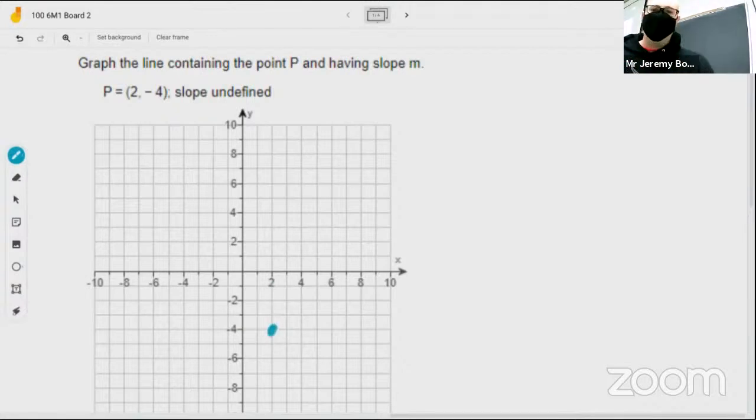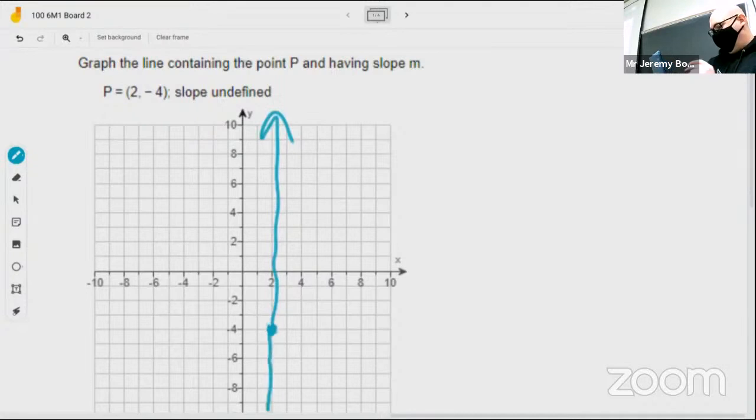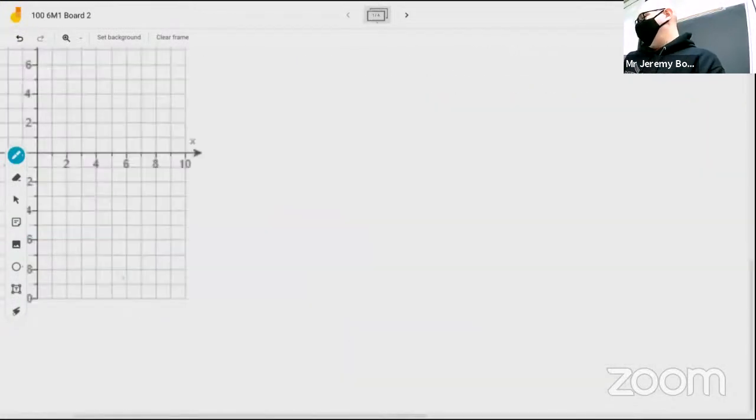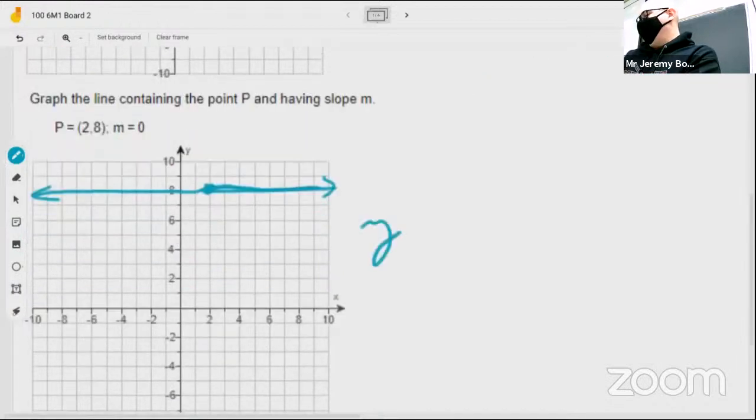Since the slope is undefined, that means it's a vertical line, or you can think of it as the y's are changing but the x's are staying the same. So you end up with just a vertical line there, where x is always 2. Just remember, for vertical lines it's x equals something, so it's x equal to 2. For the other one we were looking at, y is equal to 8 would be the equation of that line. Any questions on any of those three?